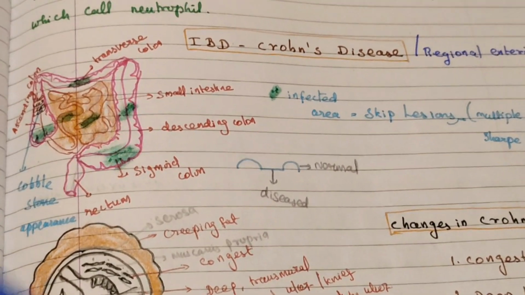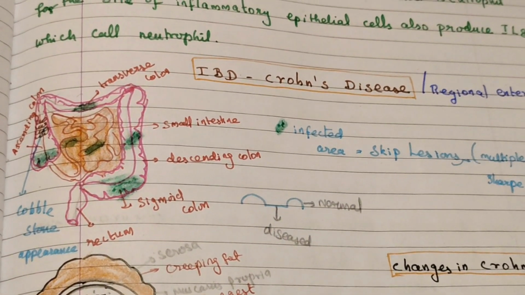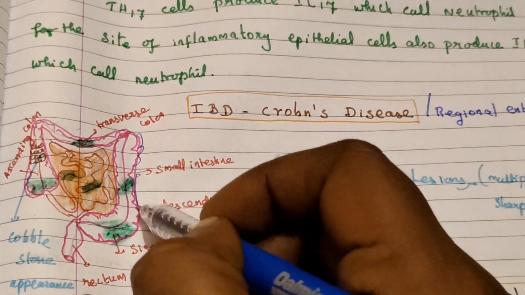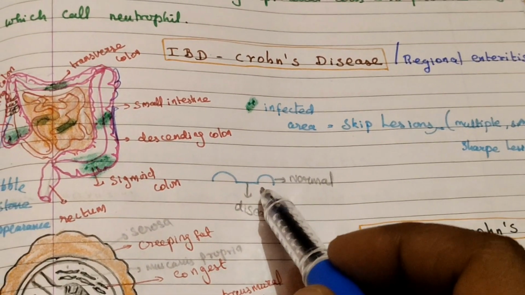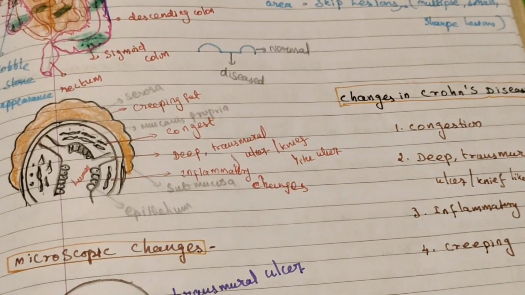Enteritis. So like this, this one is the diseased portion, and this one means normal. Like this, this one is the diseased portion.